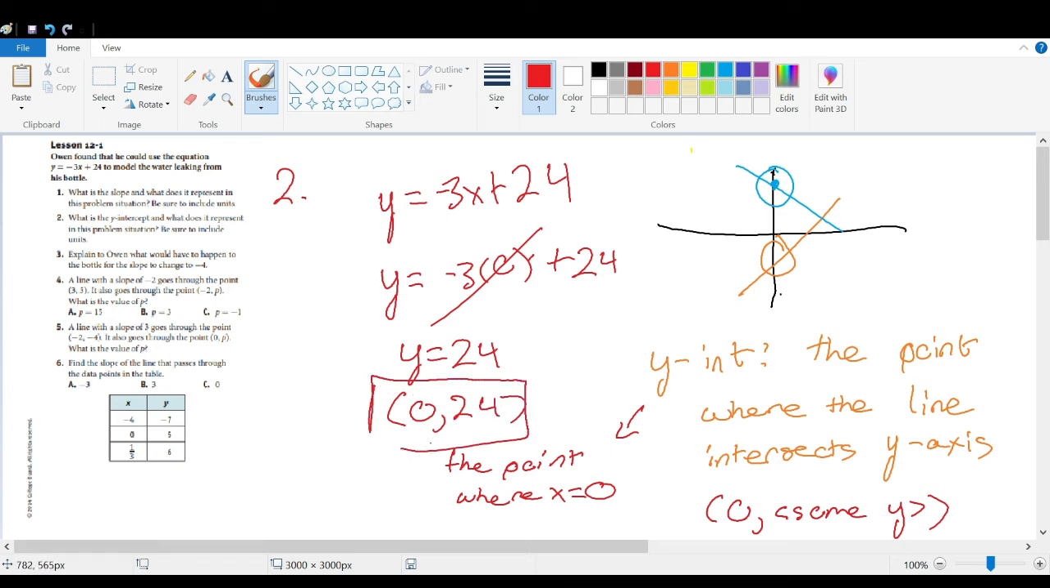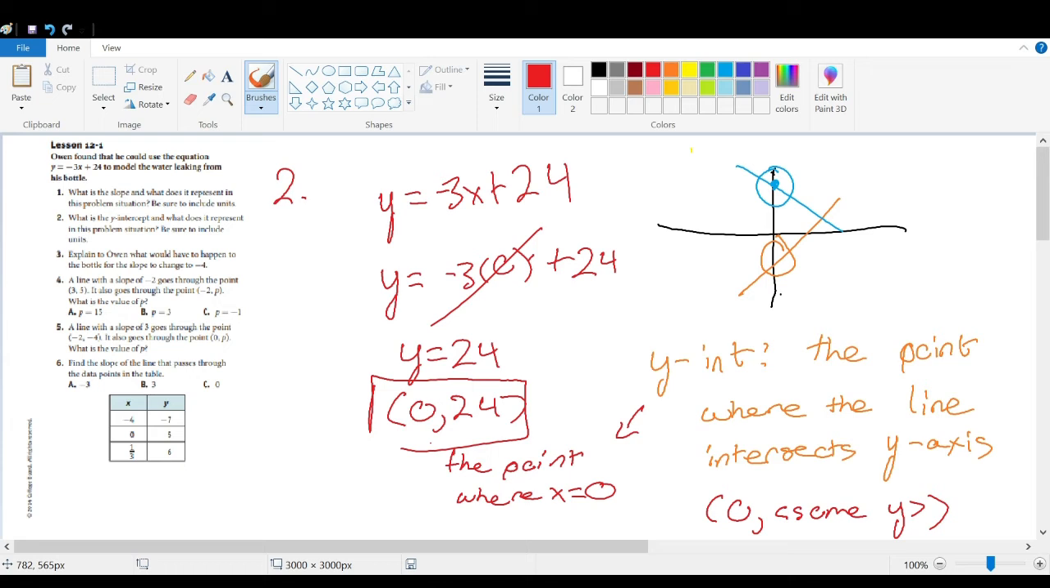And sometimes your teachers might want you to just write 24. I would talk to them about it, because the thing with the y-intercept is you don't care about the x-coordinate because you always know it's 0. But the y-coordinate is what we want here. So I would ask your teacher whether they want you to do the whole point, or just the y-coordinate.